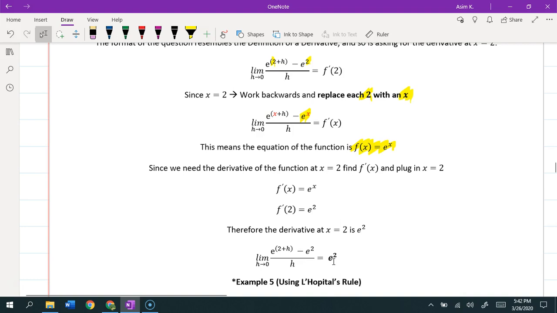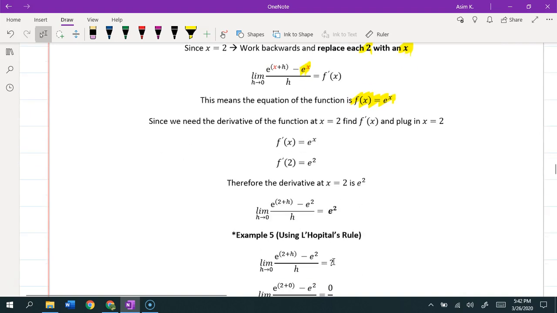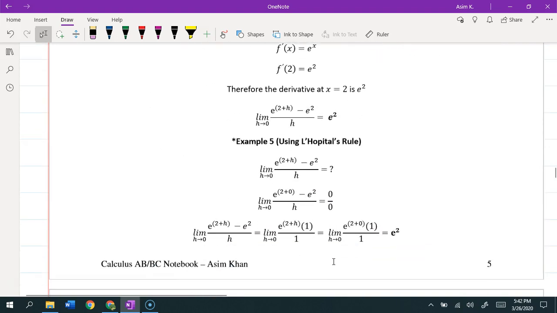Can you use L'Hopital's rule? Absolutely. And it's a wonderful time to go over chain rule again right before we start getting ready for the AP exam. Some of you have already started. So e to the power of 2 plus h, if you don't know the derivative of e to the u, which I highly doubt, it's e to the u times u prime.